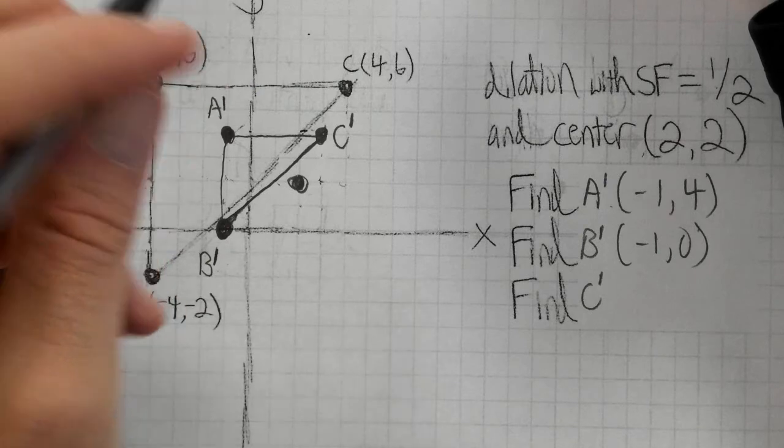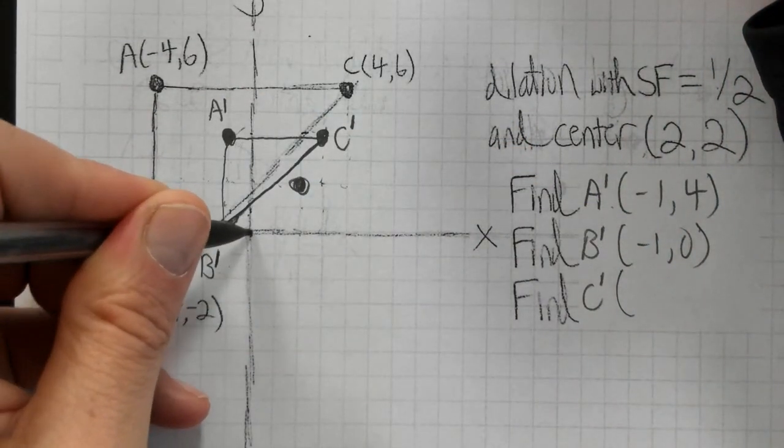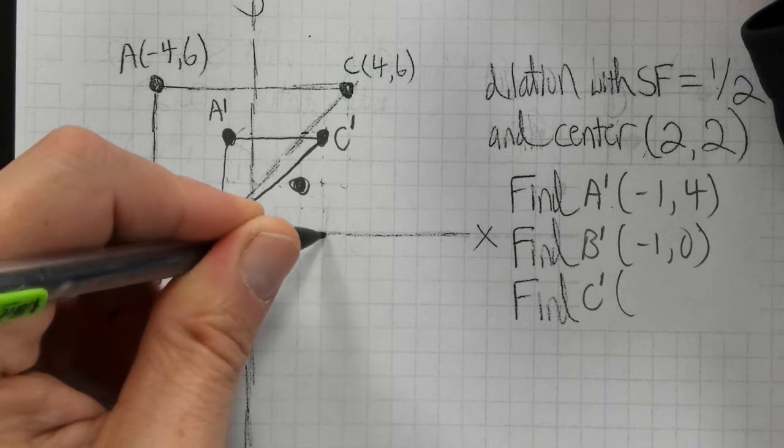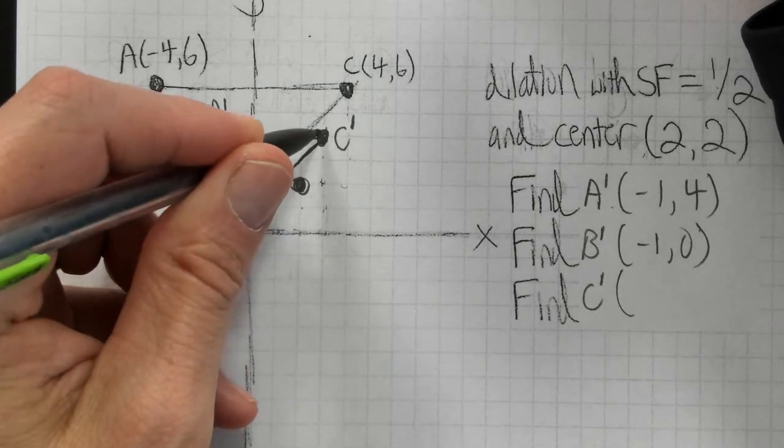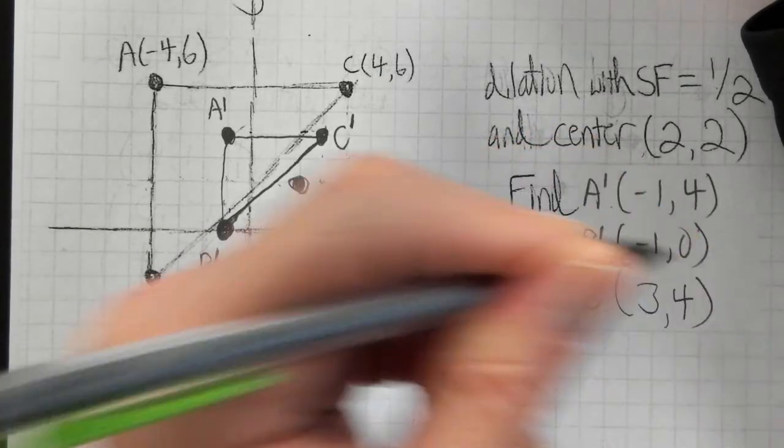And I can also write the coordinates for C, which is what they've asked me for. Now is when I go back to 0, 0, 1, 2, 3, and up 1, 2, 3, 4. So 3, 4 is your correct answer there.